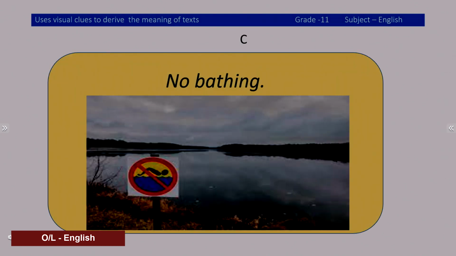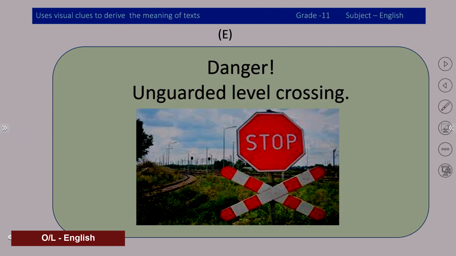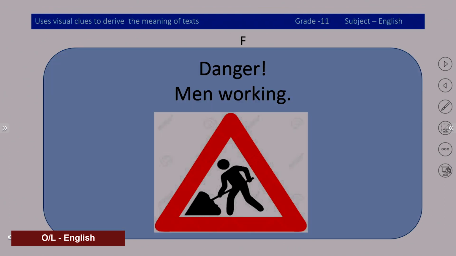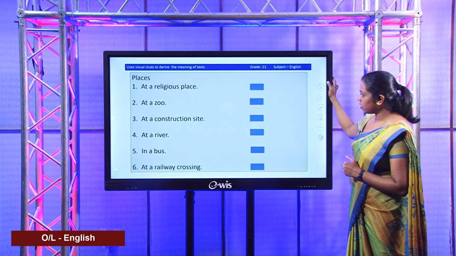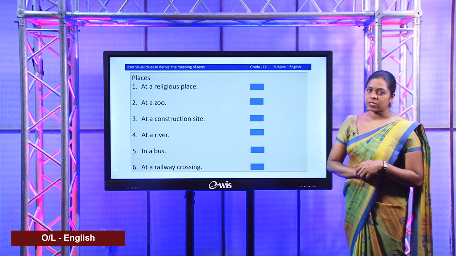C. Observe very carefully and guess the place. This is D. E. And F. Right? Hope you remember the images and now see whether you can match these places with those images.